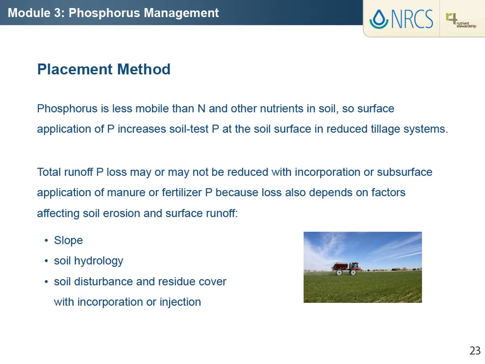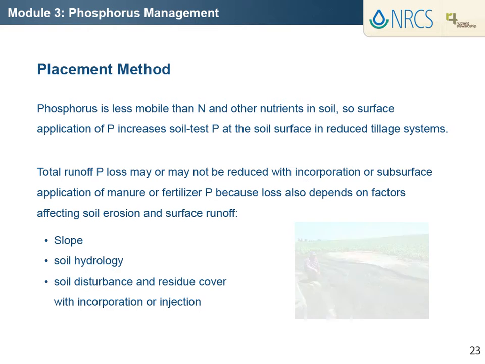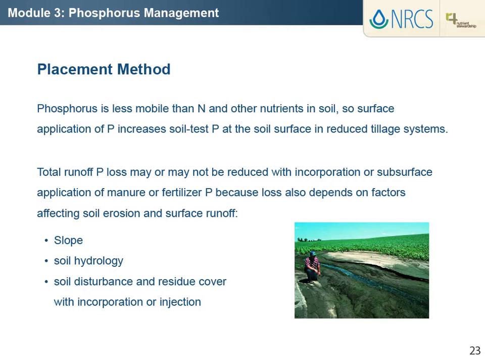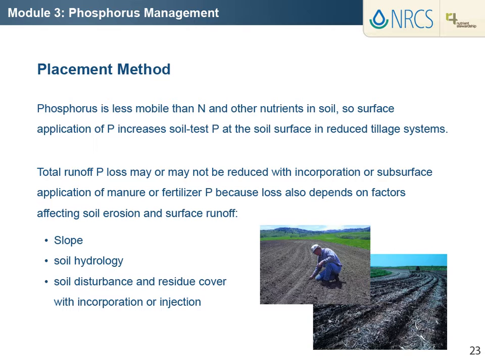The mobility of phosphorus within the soil is lower than for nitrogen and other nutrients. For that reason, surface phosphorus application increases soil test levels at the surface in reduced and no-till systems, or when no phosphorus incorporation occurs. The total amount of phosphorus runoff may or may not be reduced with incorporation or subsurface application of manure or fertilizer, because phosphorus losses also depend on factors affecting soil erosion and surface runoff. These factors include slope, soil hydrology, soil disturbance, and residue offset with incorporation or injection.